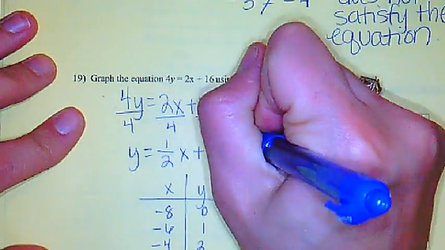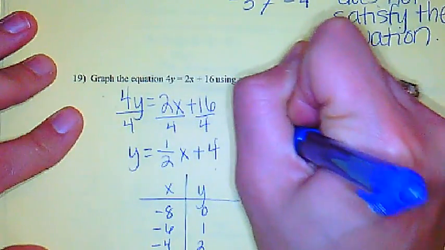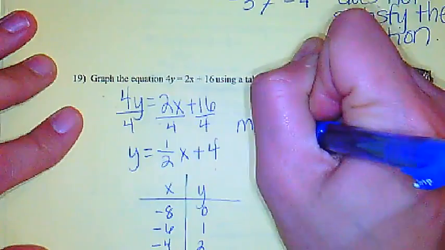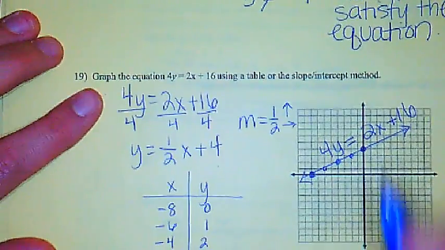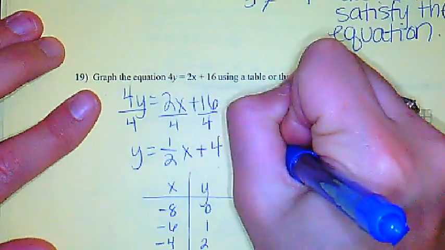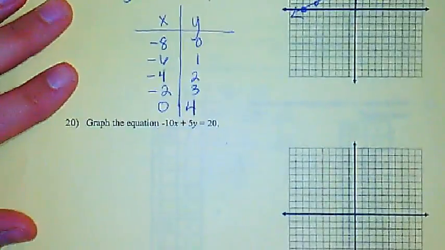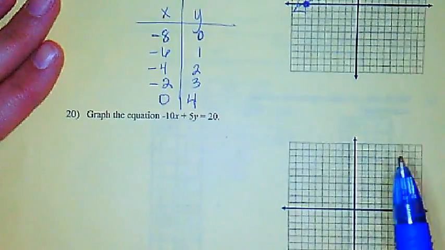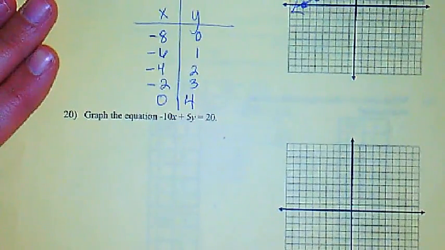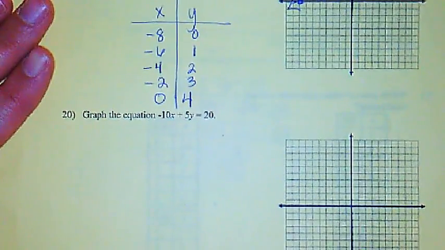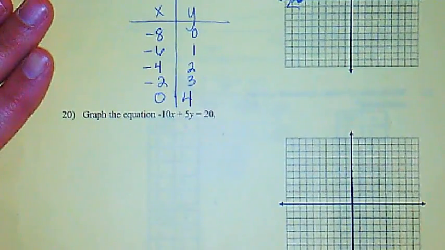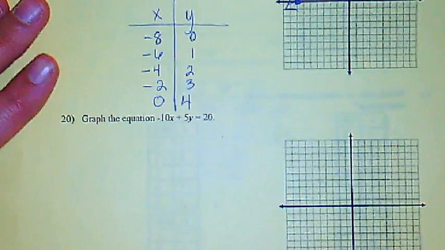Also, if you wanted to, you could have done m is equal to 1/2. So that means up 1 over 2. And then b is 4. So it does not matter to me which way you do it. I'll graph the other one like that. Okay, for number 20, if you wanted to, you could plug each of these in, and I'll show you this in just a second.